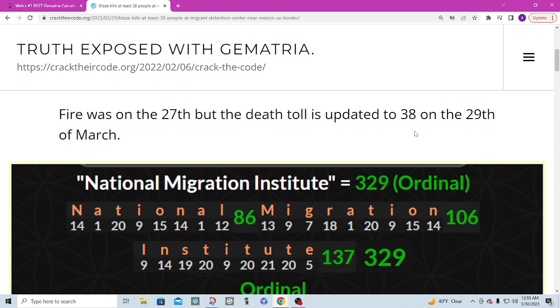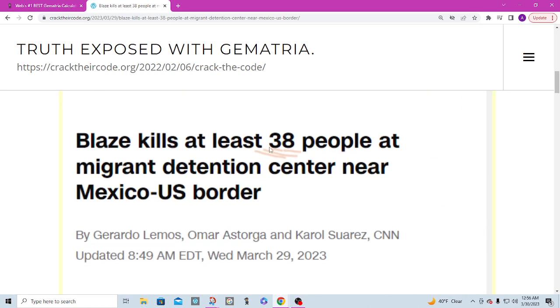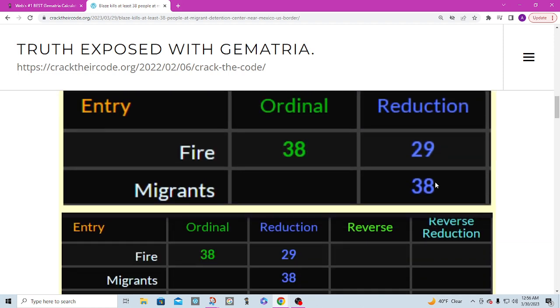Before they were saying over 40. So now it's 38 people got caught in a fire, and it's on March 29th, right here. The fire happened on the 27th. We're updating the people that are dead on March 29th. So we got 38 people, or I'm sorry, 38 migrants, right? And then we're going to update them about the fire on the 29th.